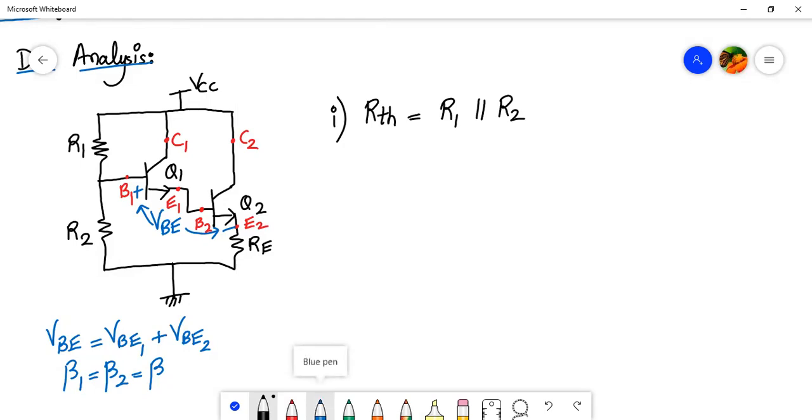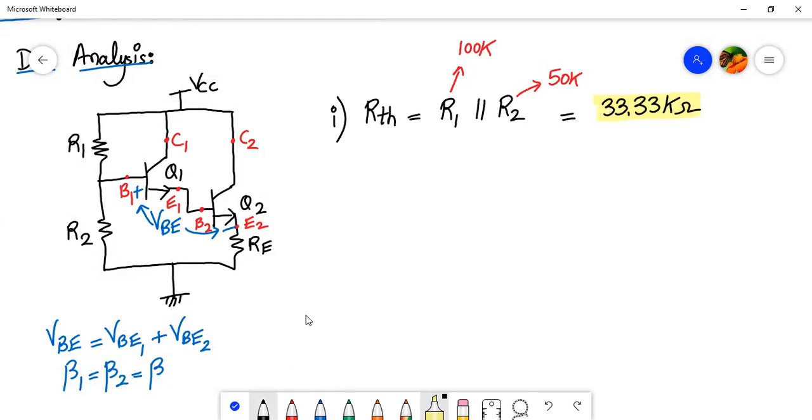And here we'll substitute the values of R1 and R2. So here the value of R1 is given as around 100K. And the value of R2 is 50K. So 50K parallel to 100K will give you around 33.33 kilo ohms. So let me highlight this value. So we got the value of RTH.